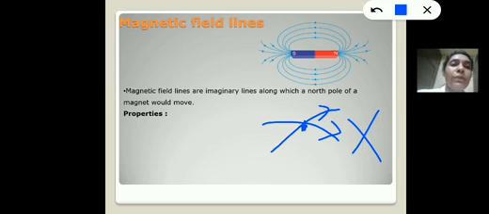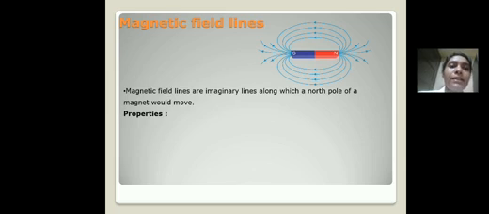That's a very important question. You can expect a question like this. No two field lines intersect each other. Why? What is the reason? If two field lines intersect each other, it means at that point magnetic field has two directions, which is impossible, because a magnetic field can have only one direction at a single point. Okay.